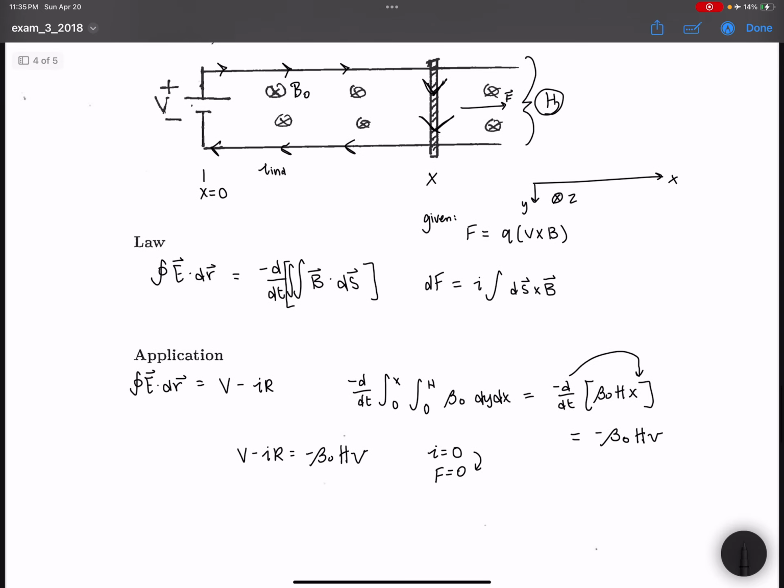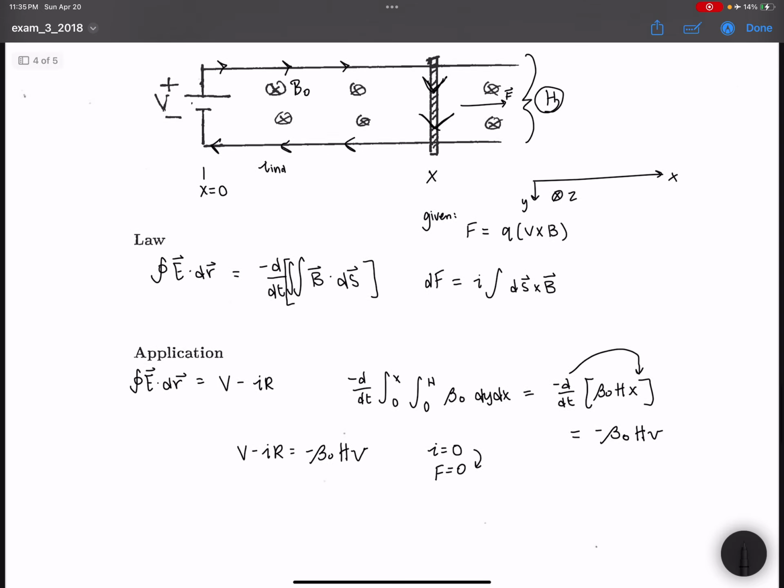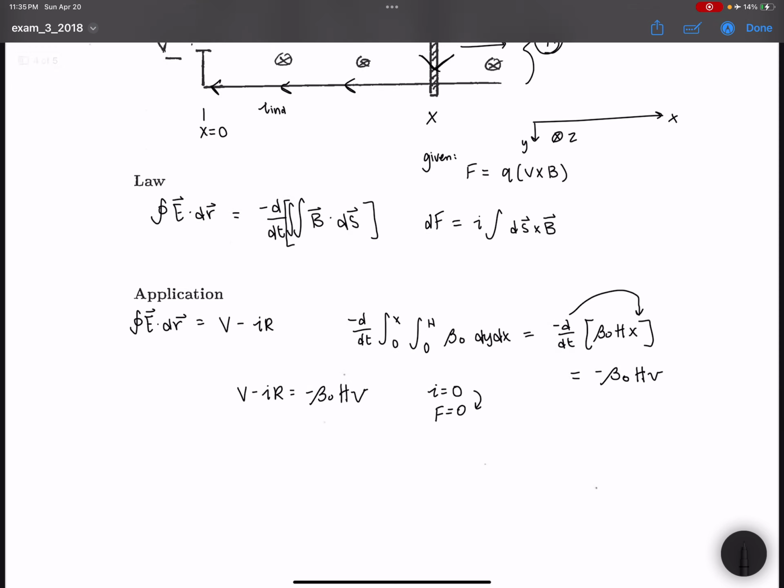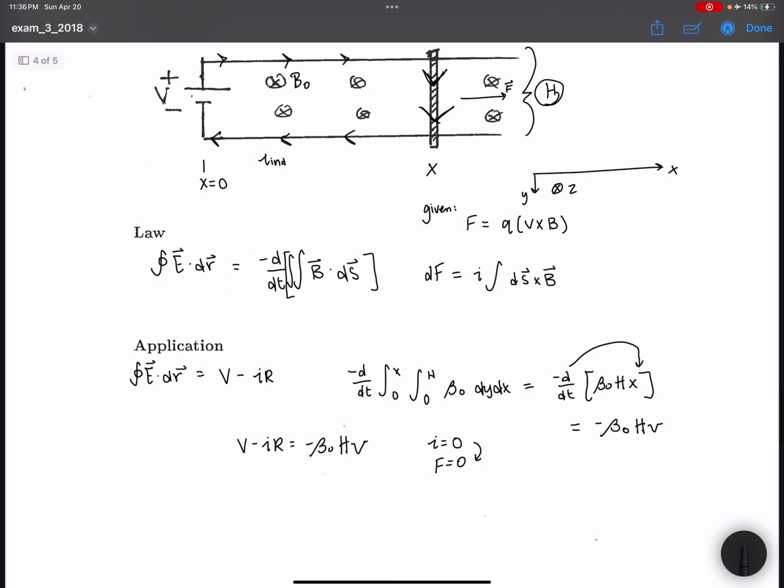So part A is asking, what would the magnetic force on the rod be if it's at rest? Well, the velocity would be 0, no? And in the equation for this first one, this dF equation, sorry, it's just F. F equals this. I apologize.